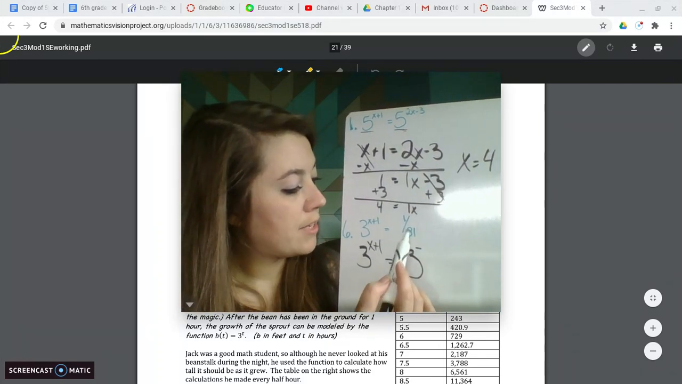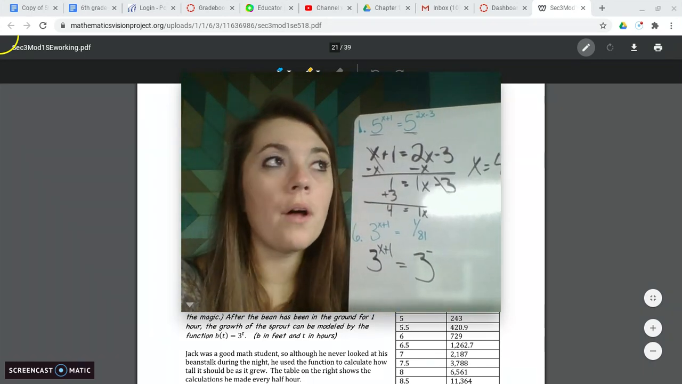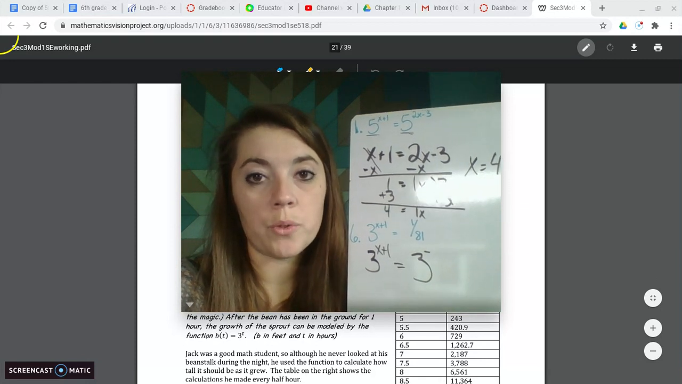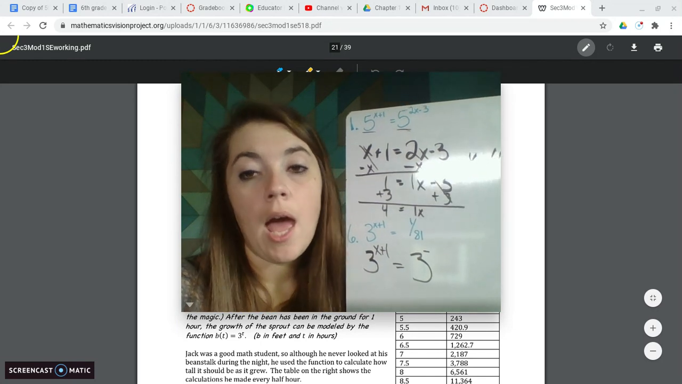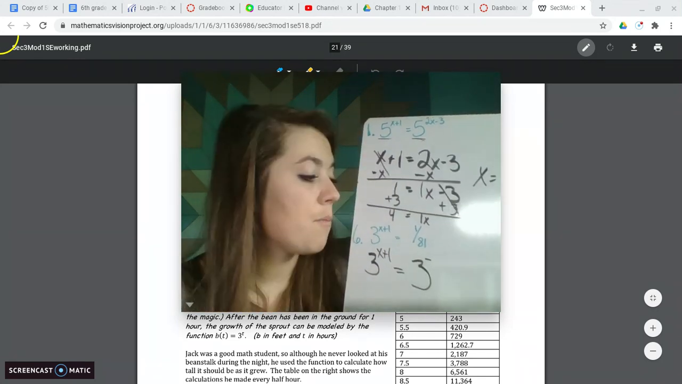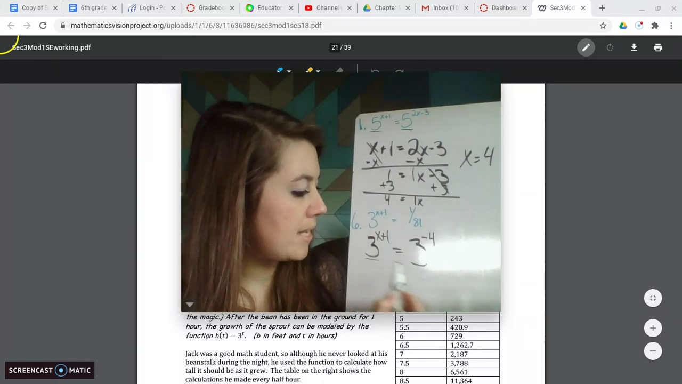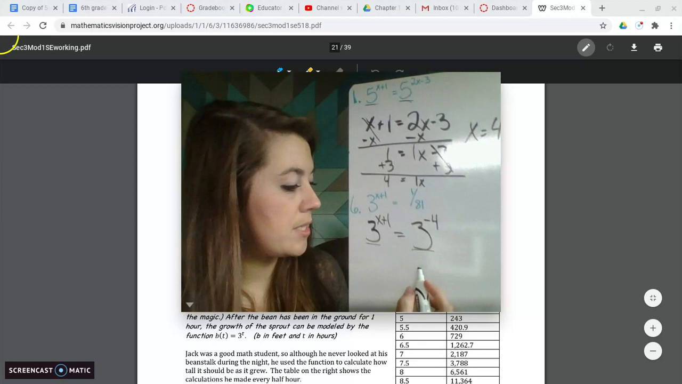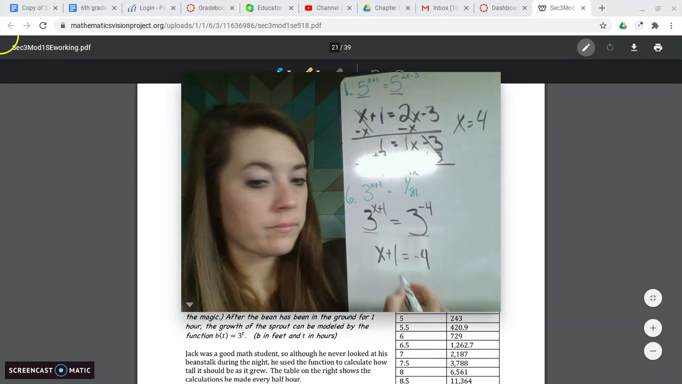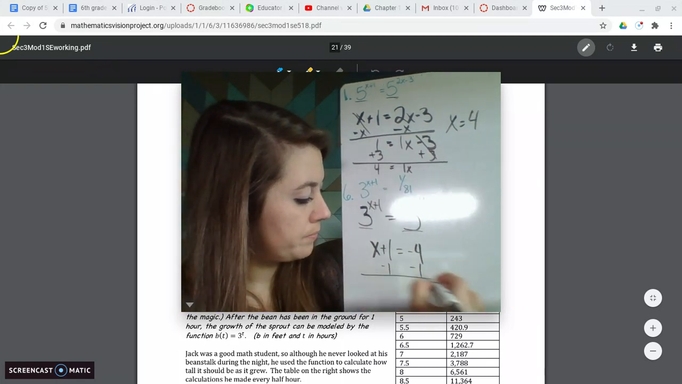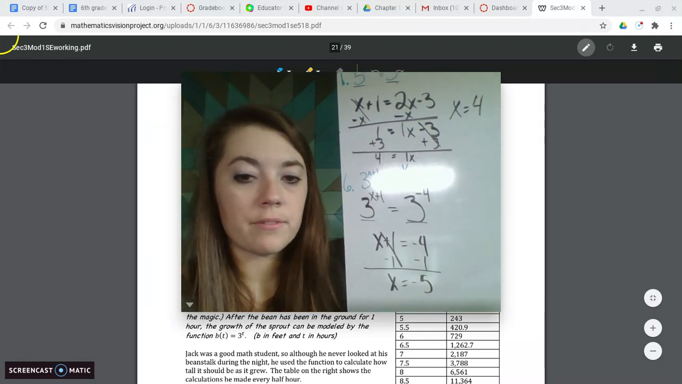So negative, now 3 to what power is going to give us 81? Well, 3 times 3 is 9, so that'd be an exponent of 2. 9 times 3 is 27, so that'd be an exponent of 3. And 27 times 3 is 81, so it'll be to the negative 4th. Now, once again, base numbers are the same, so we set the exponents equal. So we have x plus 1 equals negative 4. We're going to subtract 1. We end up with x equals negative 5.